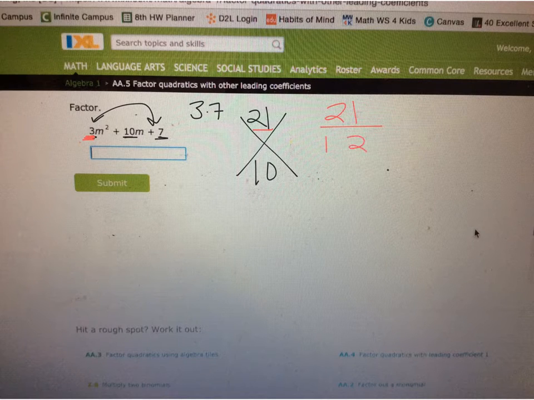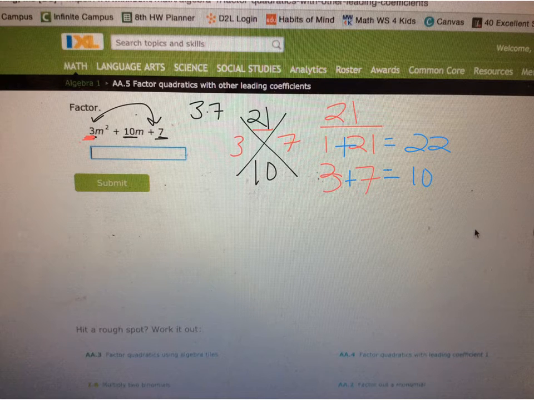So we know the combination of numbers that multiply to 21 are 1 and 21, 3 and 7, and that's it. So when we add these together, we can see that 3 and 7 add to 10. So we'll go ahead and put 3 and 7 in the following spots.